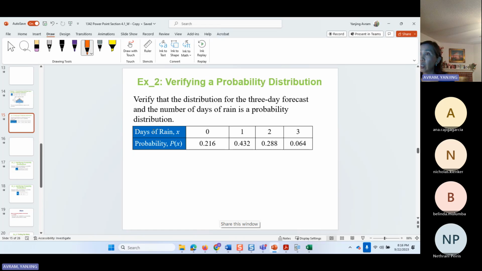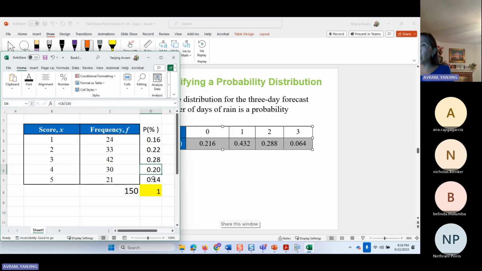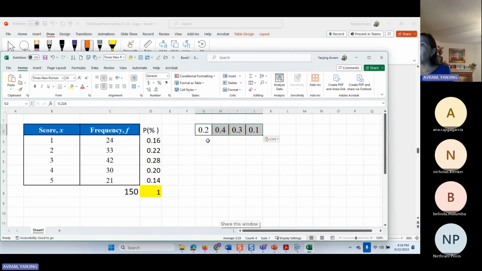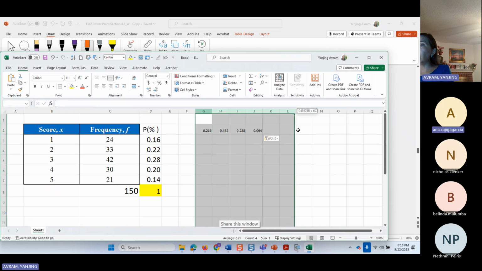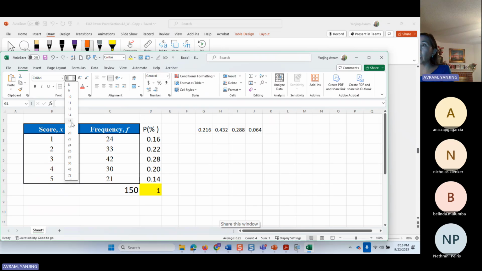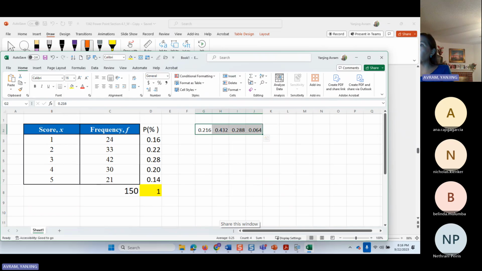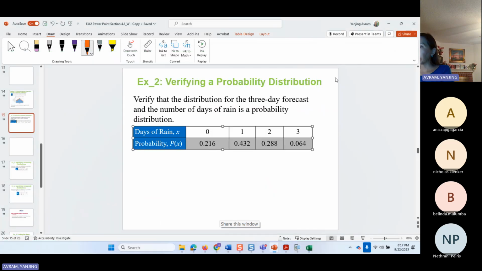So the number of days of rain: you have 0 days, 1 day, 2 days, 3 days. And one thing is, if this is a probability distribution, the probabilities added together should be exactly equal to 1. Okay, it cannot be less than 1 or greater than 1. So if I paste this whole thing in here, do they add up to 1? Let's sum this to see what happens. Oh, that's exactly equal to 1, right? So that means this is a probability distribution.